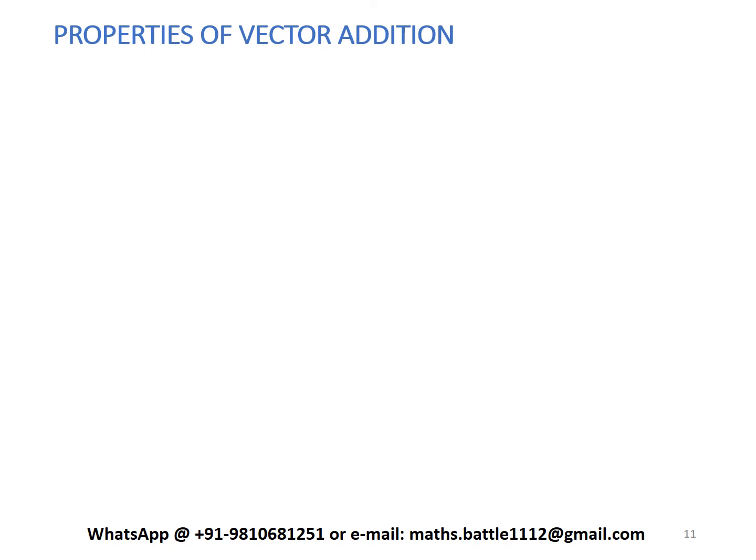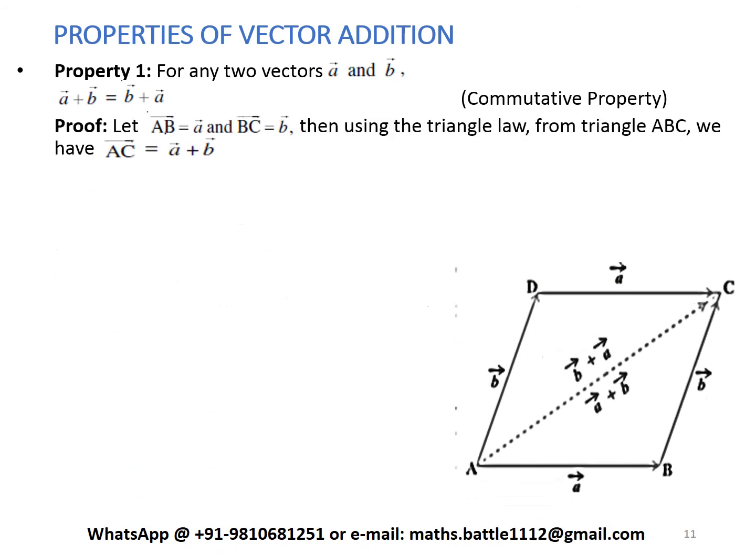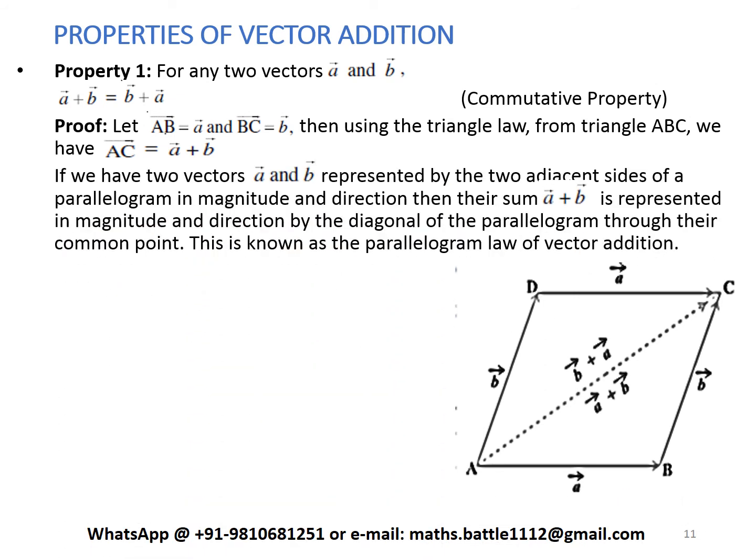Properties of vector addition. First property: for any two vectors A and B, vector A plus vector B is equal to vector B plus vector A. This is the commutative property. Now coming to the proof of this property. Let AB be equal to A, BC be equal to B. Then using the triangular law, from triangle ABC, we have AC is equal to A plus B.